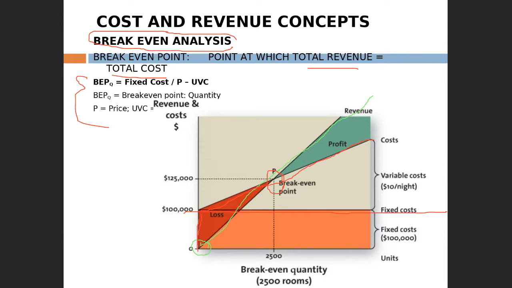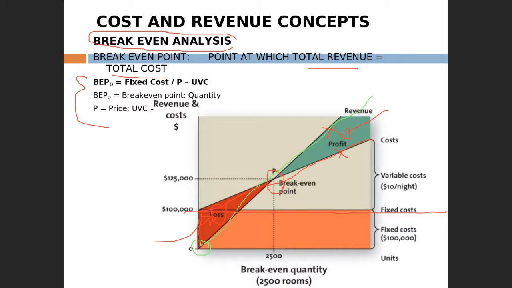Okay. Bottom left corner, this is your zone of loss. And the top right corner, this is your zone of profit. Why is this your zone of profit? Because your total revenue line over here is above the total profit line.